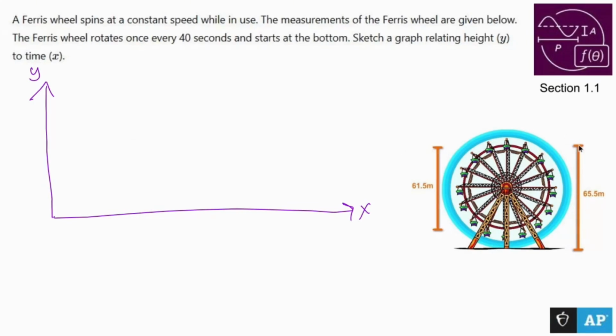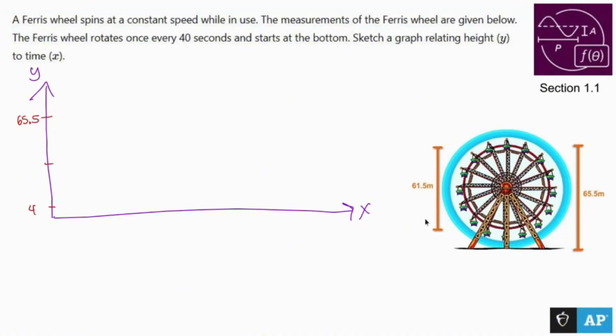Well, at the very tippy top, 65.5 feet above the ground is where you're going to have your maximum. The whole diameter of the Ferris wheel is 61.5, which means at the very bottom here, you are 4 feet above the ground.